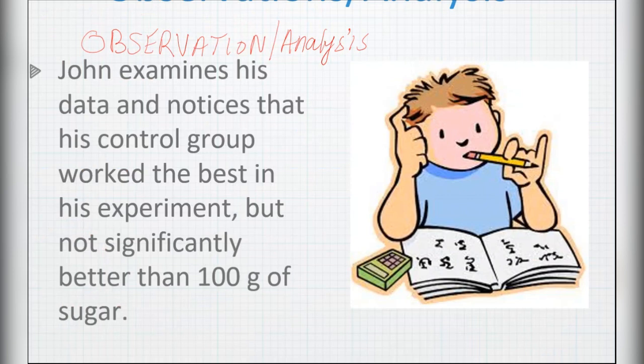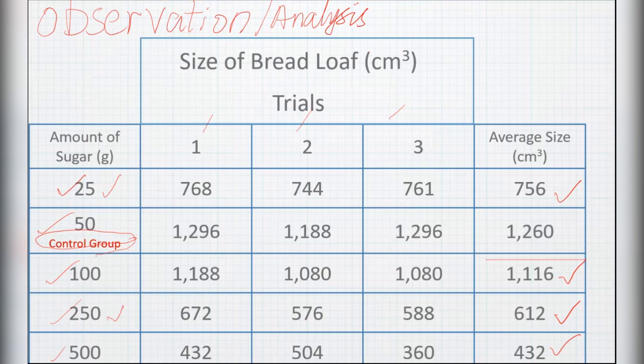John examines his data and notices that his control group worked the best in his experiment, but not significantly better than 100 gram of sugar. 100 gram is still not bad, but 50 gram was the biggest, the largest size.